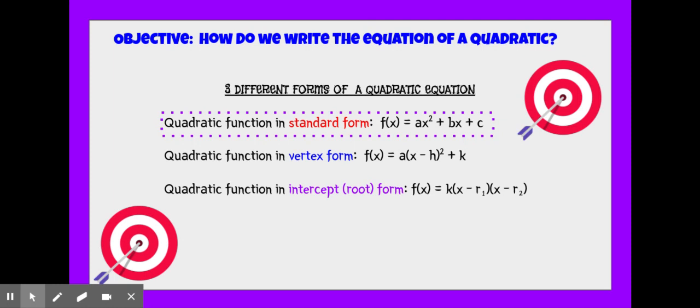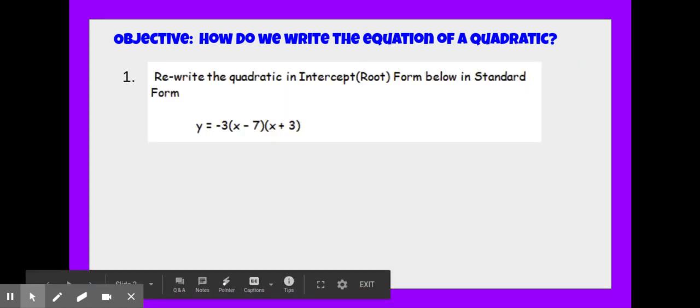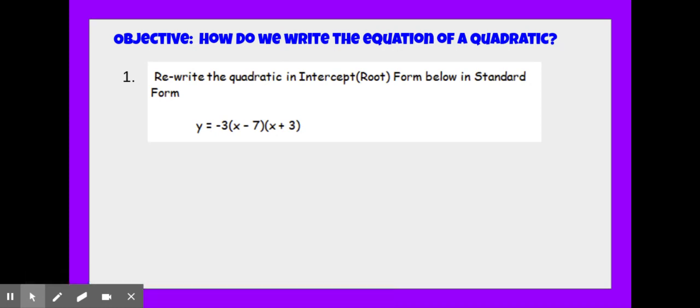Okay, so the first one we're going to look at is one that you're going to see in Delta Math, which is going to say rewrite the quadratic in intercept root form below in standard form. So that means that's our intercept root form, and we want to get it so we have ax squared plus bx plus c.